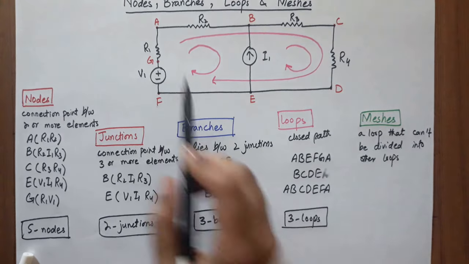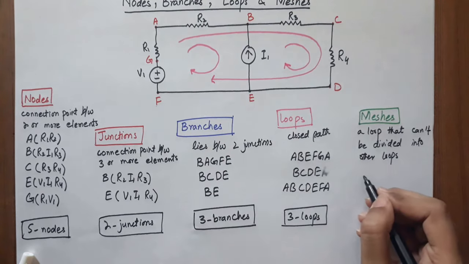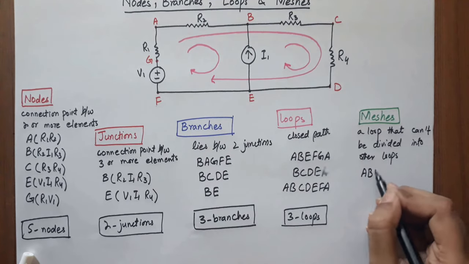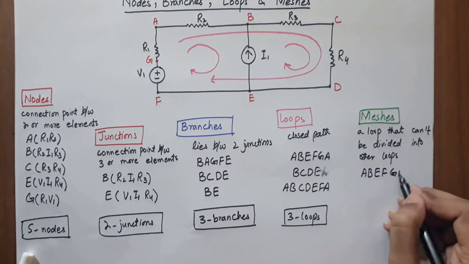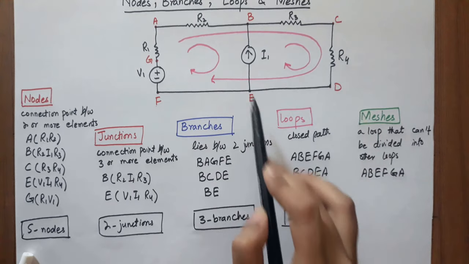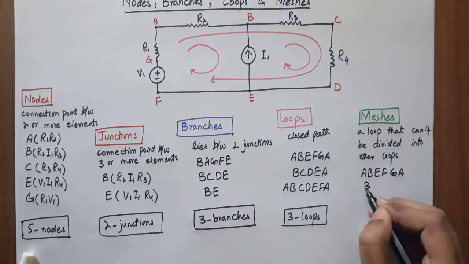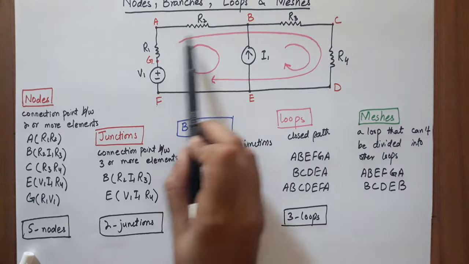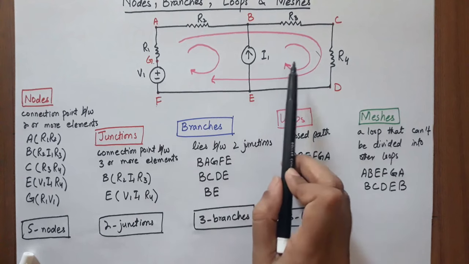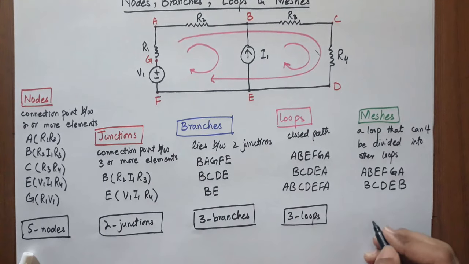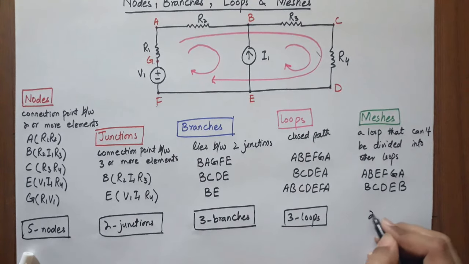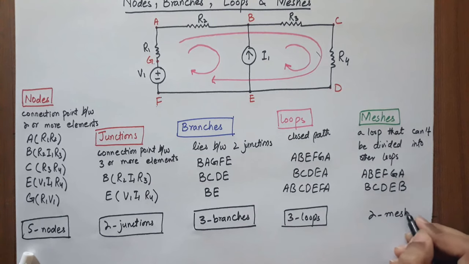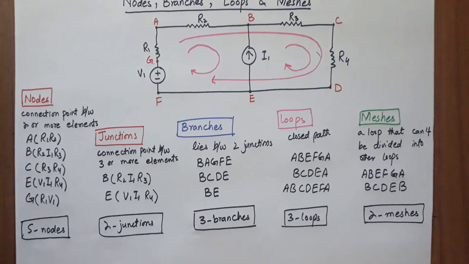A, B, E, F, G, A. यह एक mesh है. B, C, D, E, B. This is another mesh. यह बड़ा loop जो है, इसको हम दो छोटे loops में divide कर सकते हैं. So, that is not a mesh. So, we have two meshes. अब mesh जो है, वो actually loop है. लेकिन जो loops हैं, वो mesh हो भी सकते हैं और नहीं भी हो सकते हैं. ठीक है?